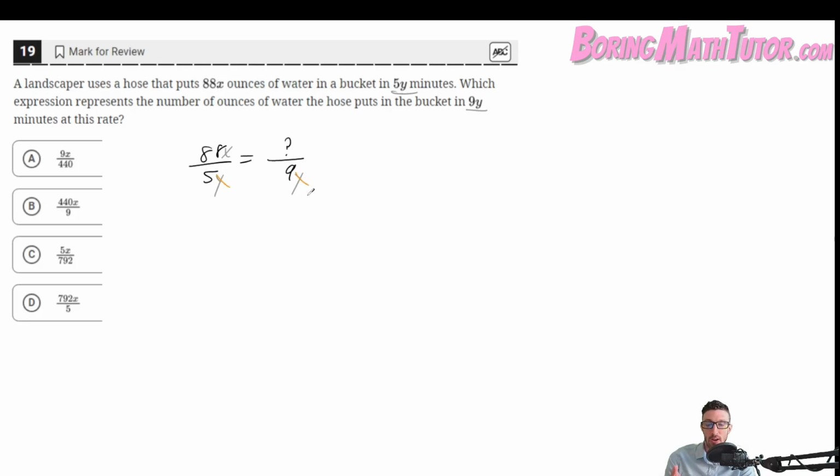So now the proportion is set up correctly, and nice enough for us, the y's can actually cancel out on both sides, and all we have to do now to solve for that mystery amount is to get rid of the divide by 9. How do I get rid of a divide by 9? I get rid of it by multiplying by 9. That'll get rid of it, and now you're left with this, and it looks like 9 times 88 is probably 792, and I should be done with the problem right then and there.